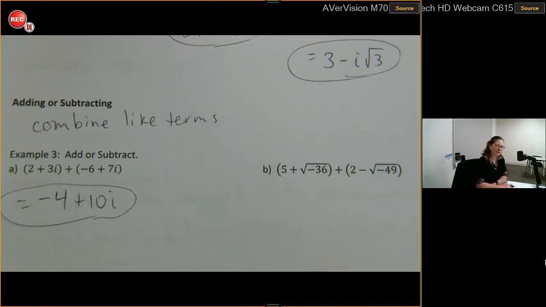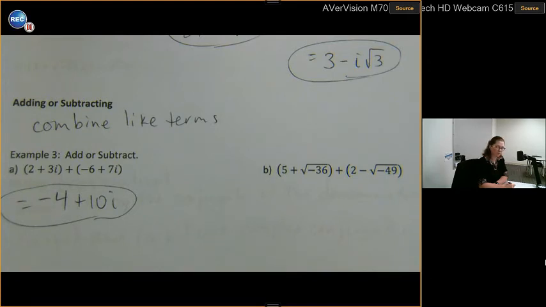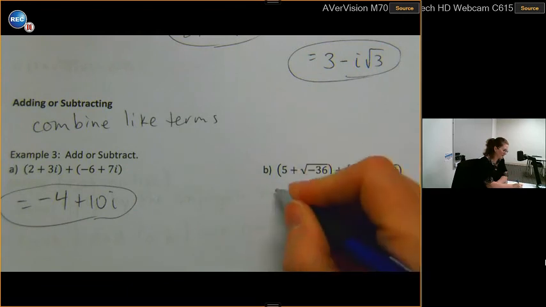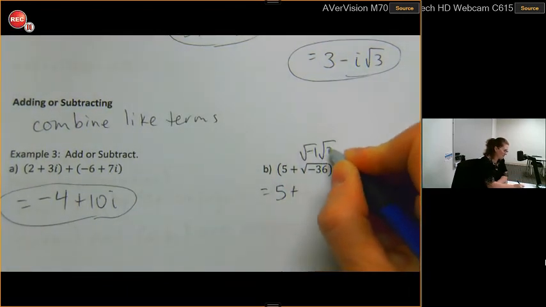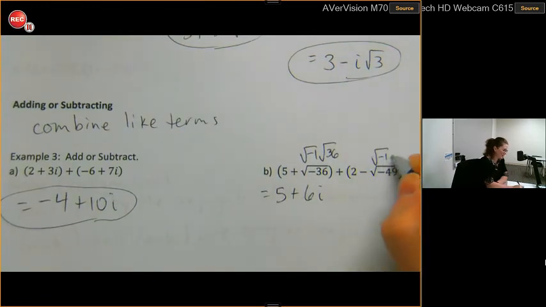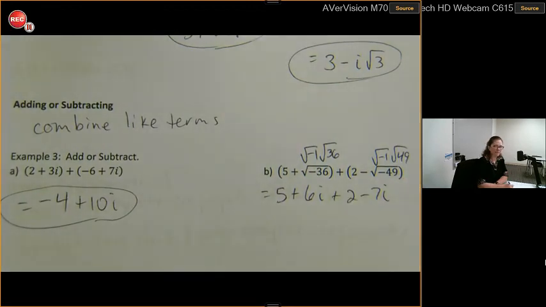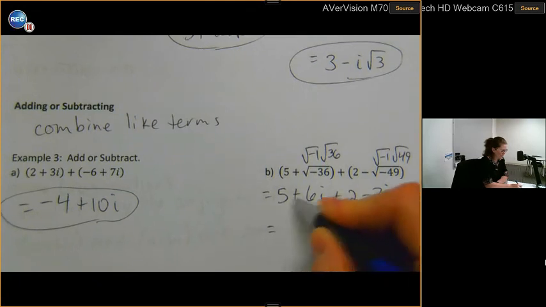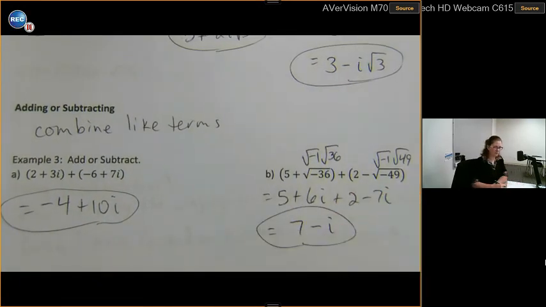In part B, since it's just a plus between the parentheses, I can go ahead and ignore the parentheses. However, I do need to work with the radicals a little bit. The square root of negative 36 is 6i. And the square root of negative 49 is 7i. And then combine the like terms for your final answer.